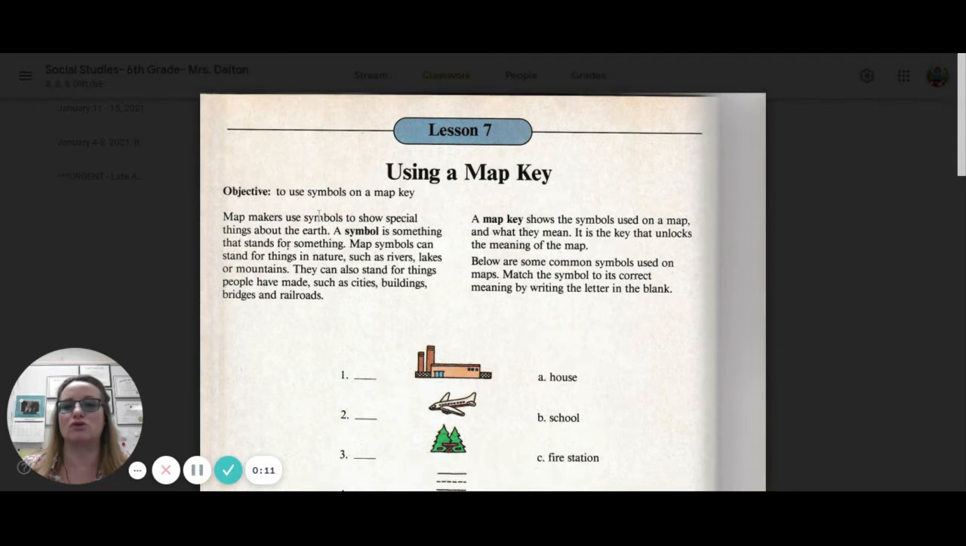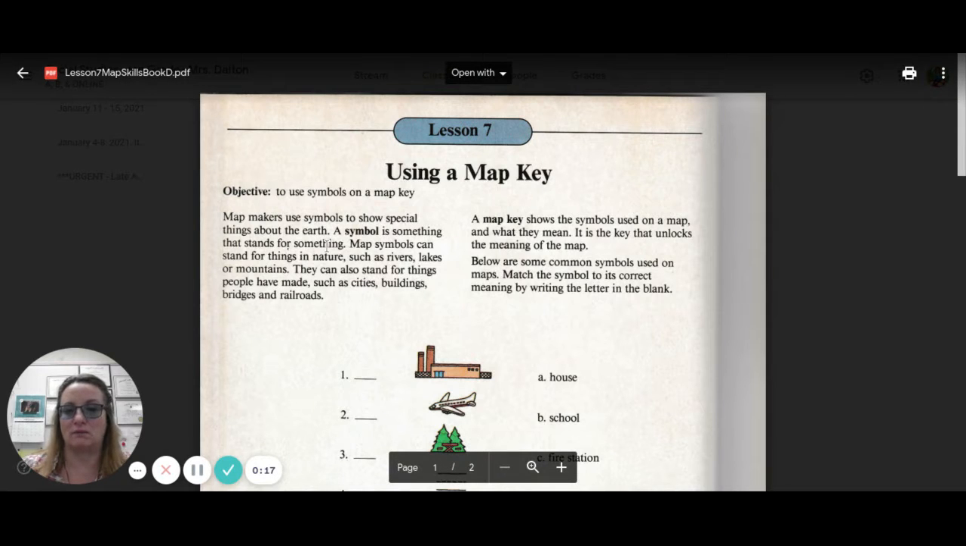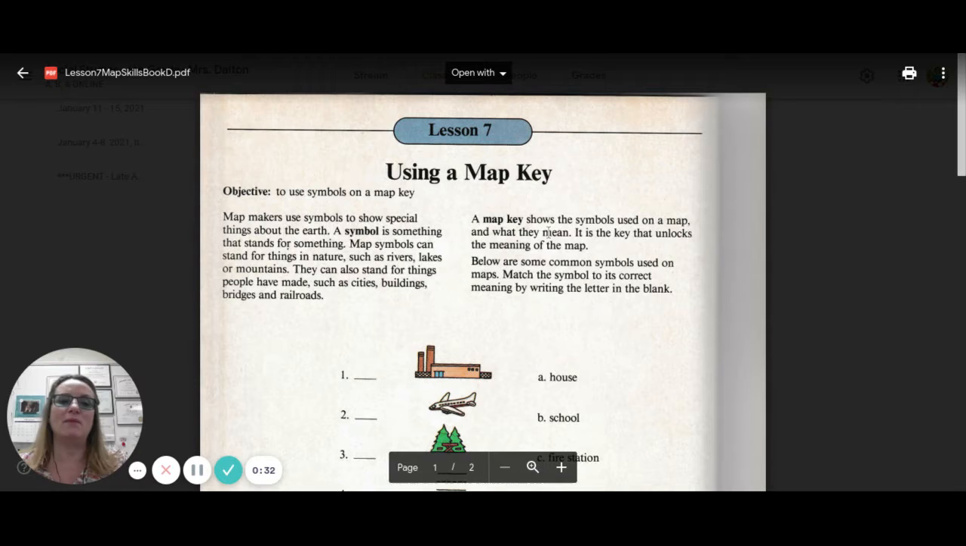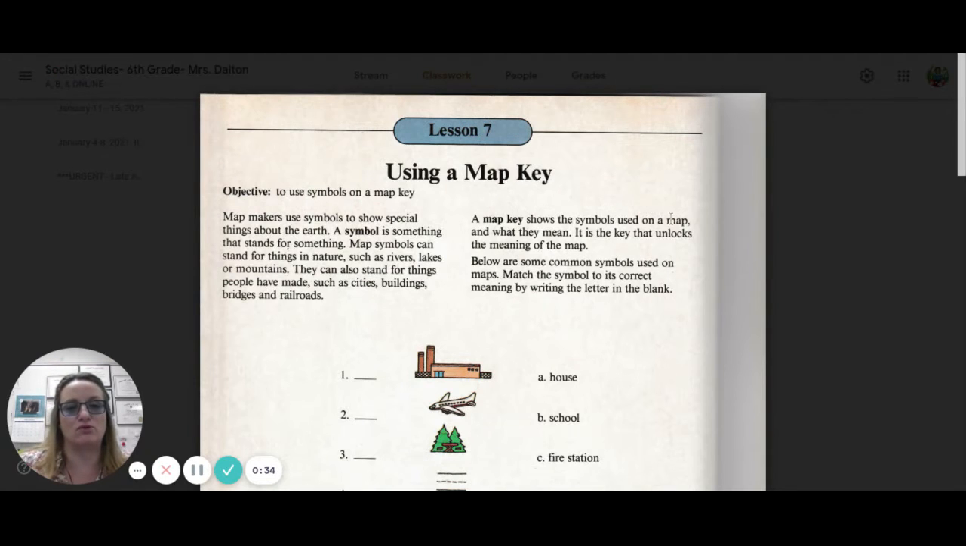It says map makers use symbols to show special things about the earth. A symbol is something that stands for something. Map symbols can stand for things in nature, such as rivers, lakes, or mountains. They can also stand for things that people have made, such as cities, buildings, bridges, and railroads. A map key shows the symbols used on a map and what they mean. It is the key that unlocks the meaning of the map.